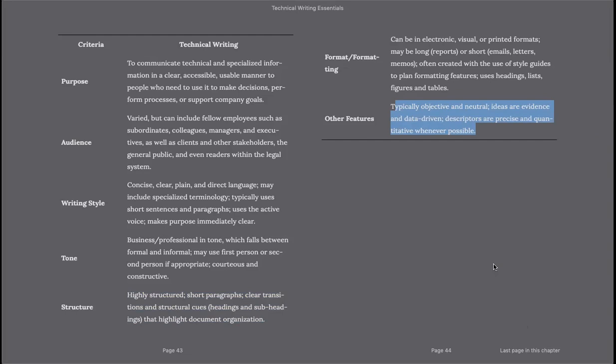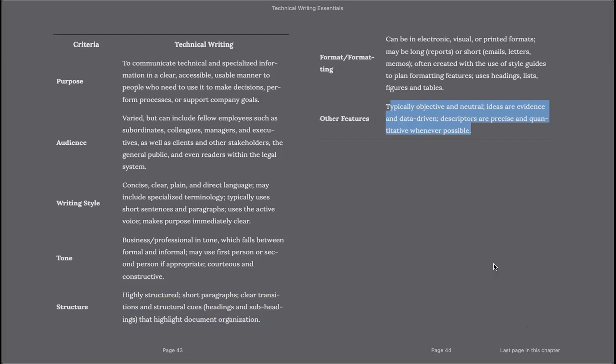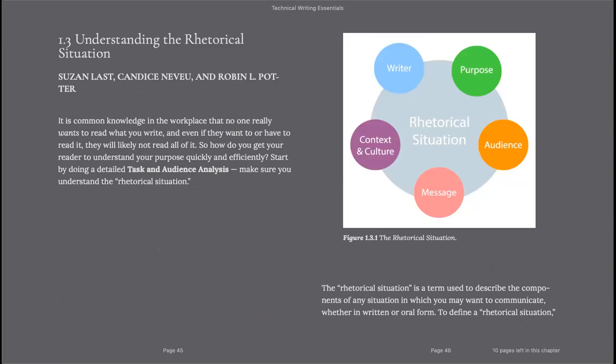Any questions so far? I'm good. Excellent. So we're going to start understanding the rhetorical situation. Now we're getting back to the easy day-to-day communication and seeing how we can apply technical writing within that setting. Rhetorical situation, I'm going to introduce it before anything else to you.